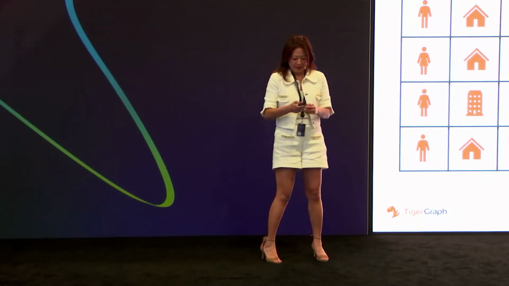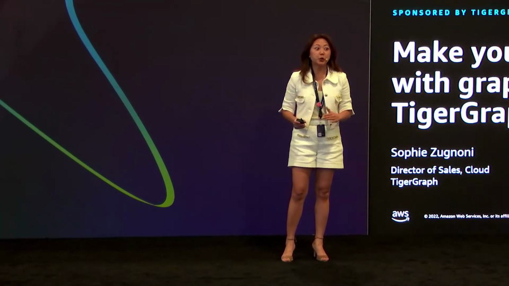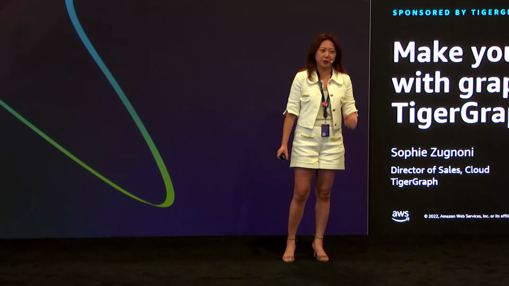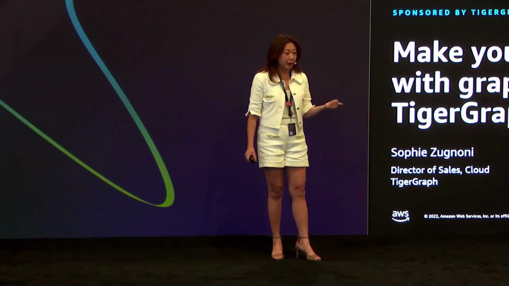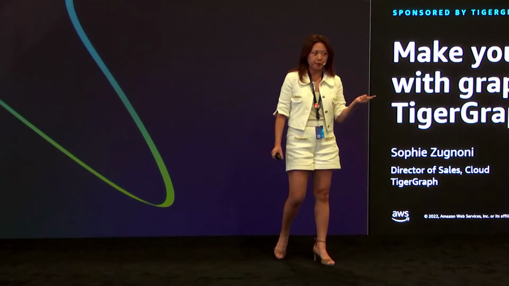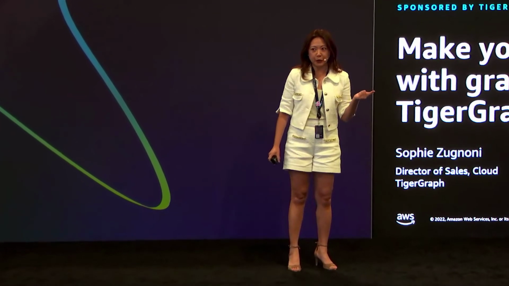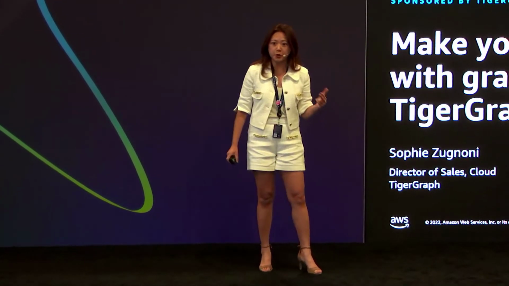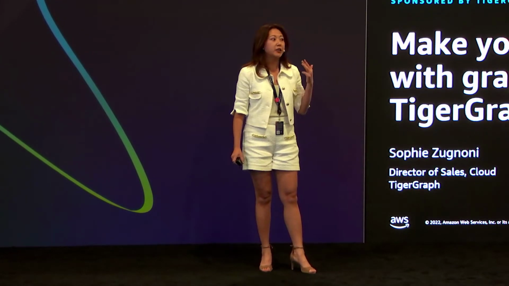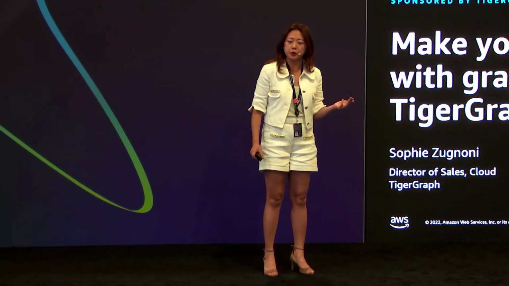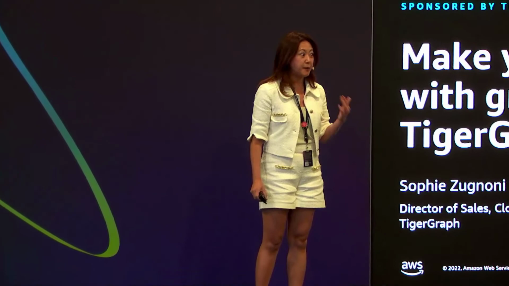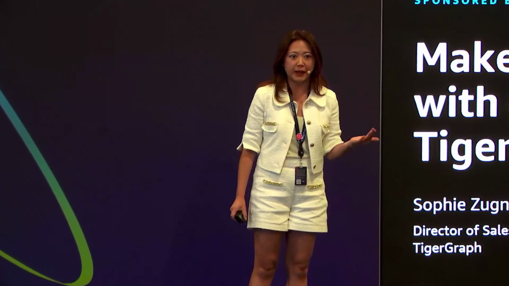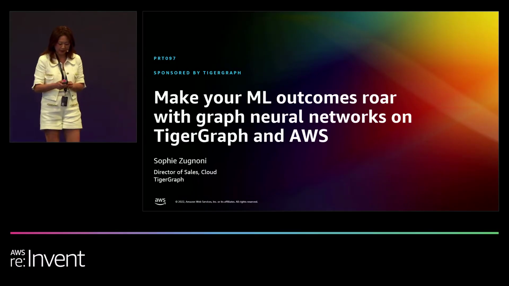All right. So this is going to be a very fast talk. It's going to be 12 minutes. And I'm going to be covering first what graph databases are, second, what makes TigerGraph unique, third, how you can work with graph neural networks to improve your machine learning, and fourth, how you can use TigerGraph's machine learning workbench and Amazon SageMaker to get the best value.